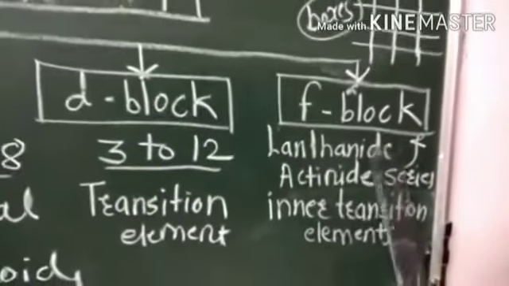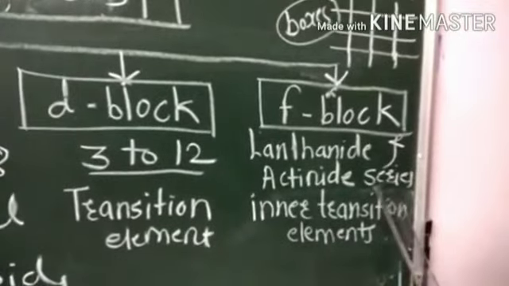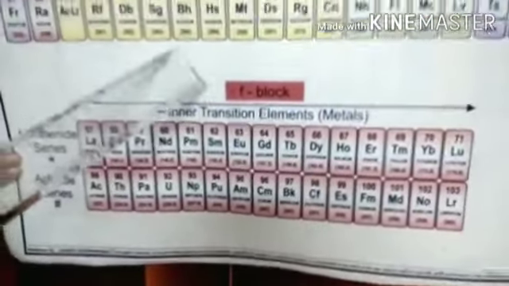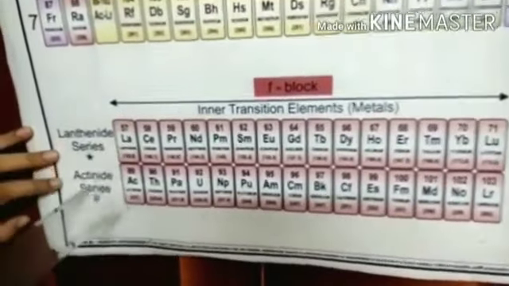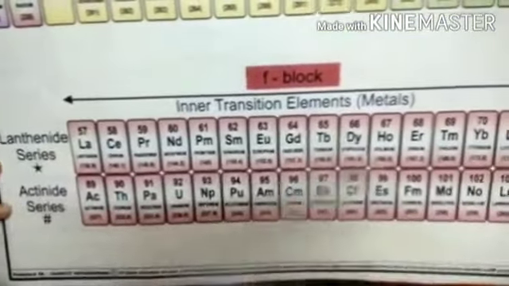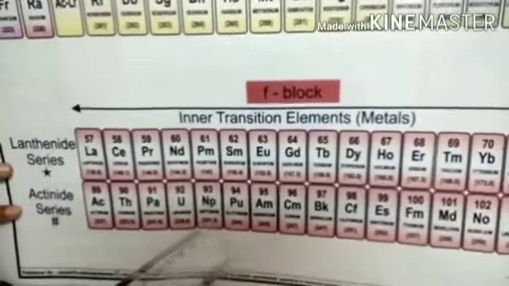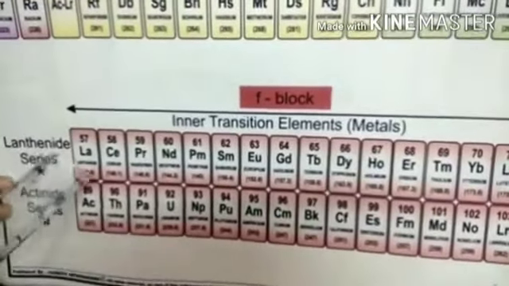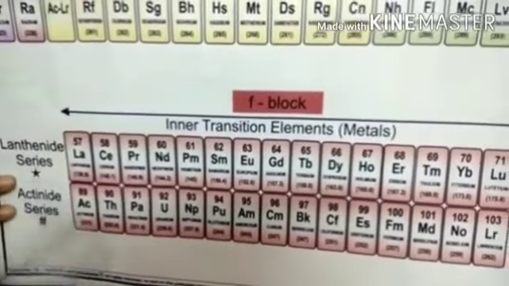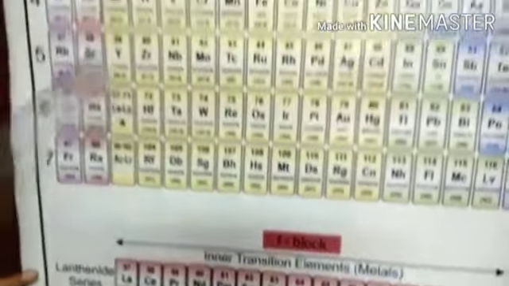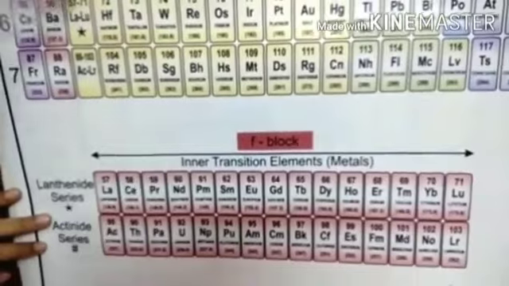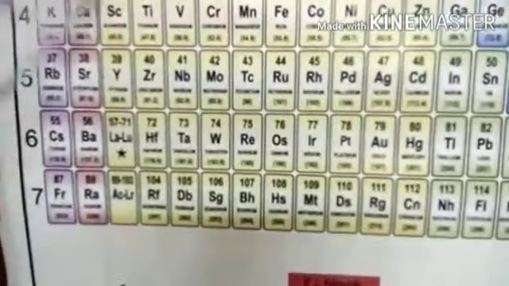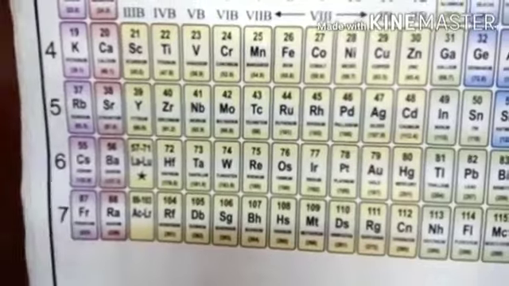The F block contains the lanthanide and actinide series. See in the periodic table, here at the bottom of this periodic table, or at the bottom of the 7th period, there are 2 rows which are situated under the bottom of this periodic table, which are called the lanthanide series and actinide series. Why are these included in one place? All these elements show similar properties. So they are included in this group, that is group 3rd and period 6.